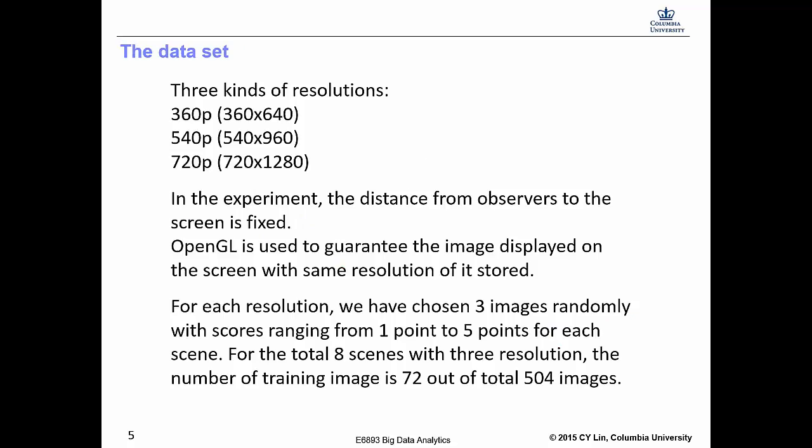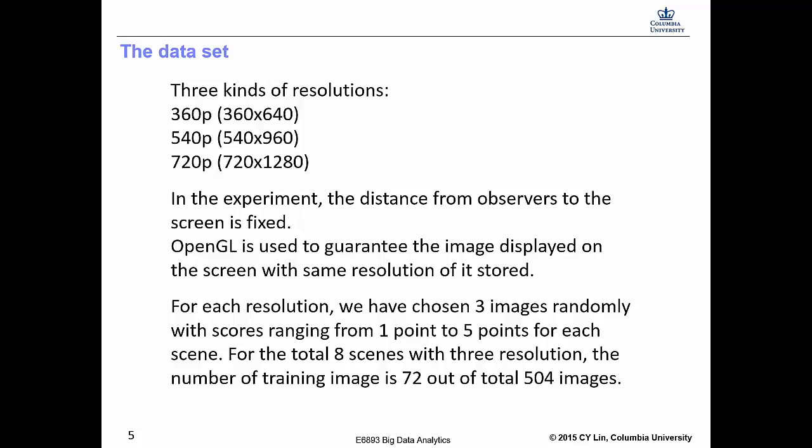The image dataset is created by ourselves. We choose 8 images with different amounts of detail and a resolution of 720 multiplied by 1280. Each scene has 3 resolutions, downsampled into these 3 resolutions, and degraded with noise, blur, and JPEG compression. In the experiment, the distance from observer to the screen is fixed at 60 centimeters. And we also use OpenGL to guarantee the image is displayed on the screen at the same resolution as it is stored.